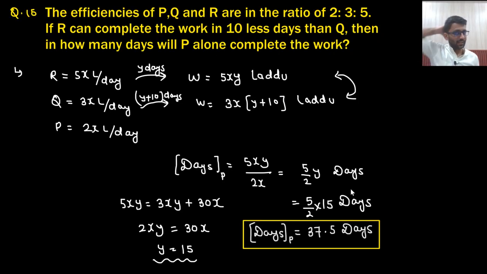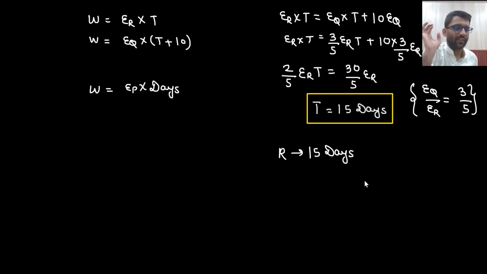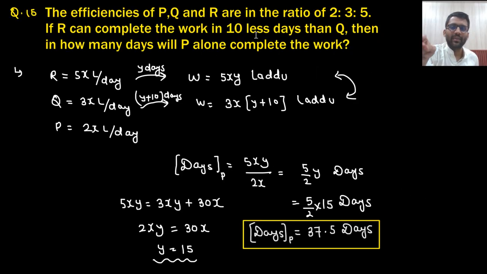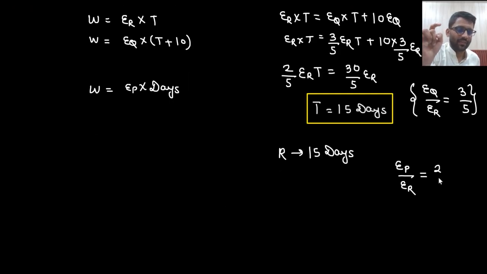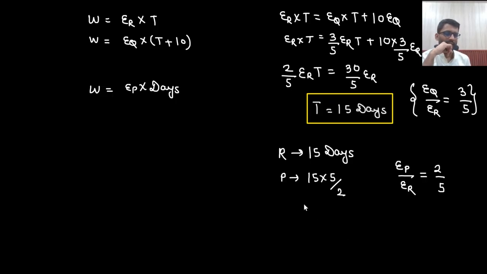R takes 15 days. And what they are asking is the time P will take. If R is taking 15 days, what is the ratio between efficiency of P and efficiency of R? Efficiency of P divided by efficiency of R is 2 by 5. So if R is taking 15 days, how much will P take? 15 into 5 by 2, say yes or no? That means it will take 37.5 days.